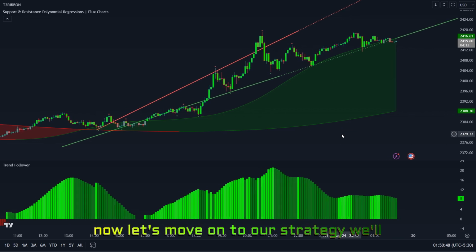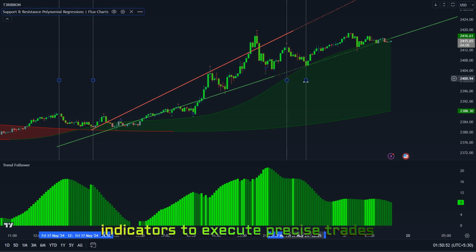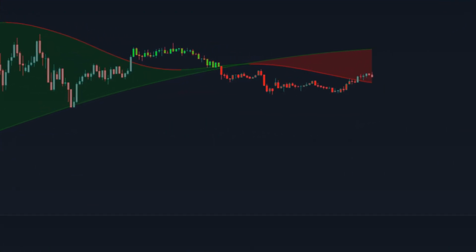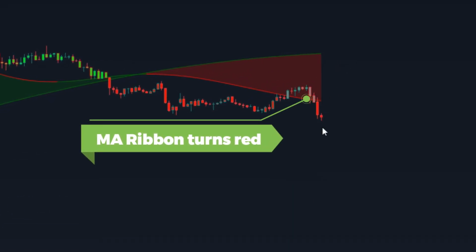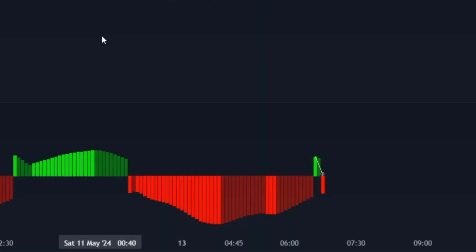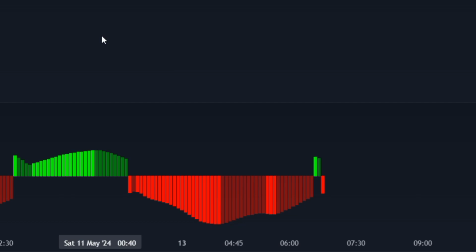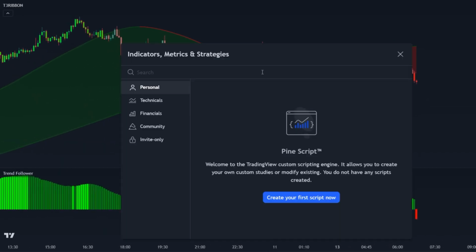Now, let's move on to our strategy. We'll combine this indicator with the first two indicators to execute precise trades. First things first, fire up the T3 MA ribbon. Remember, a red ribbon suggests a downward trend, a good sign for a potential sell. Next, keep an eye on the trend follower histogram. Wait for it to turn red. That first red bar is your hit the brakes signal, indicating a possible selling opportunity. Now add the third indicator.